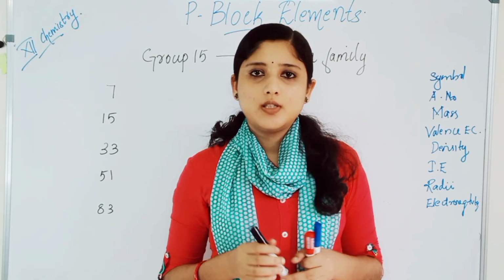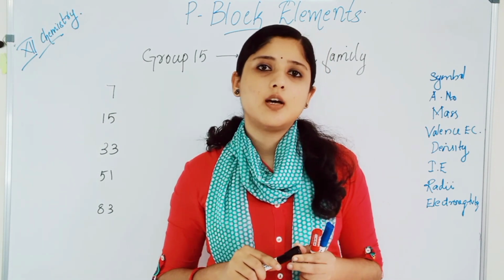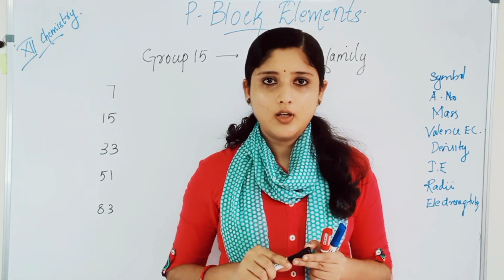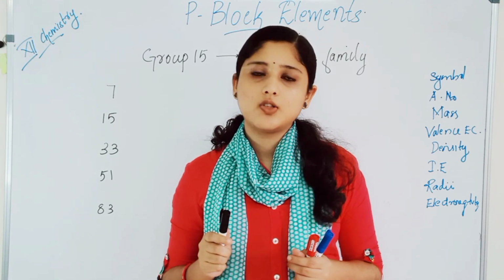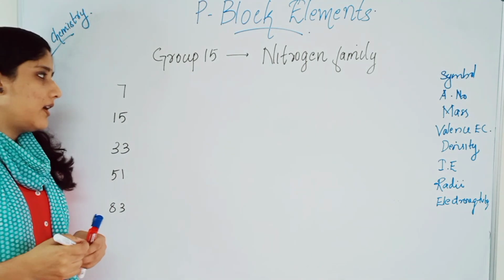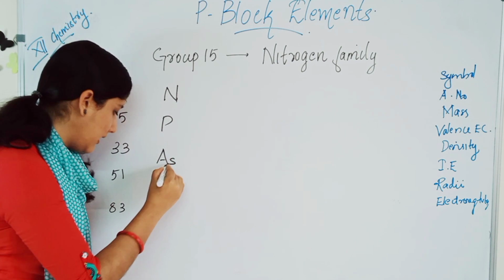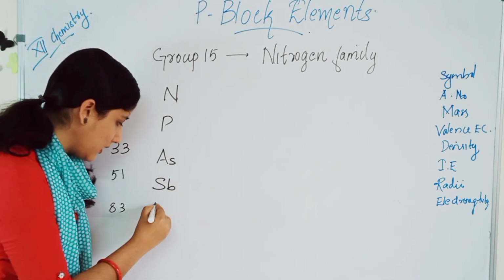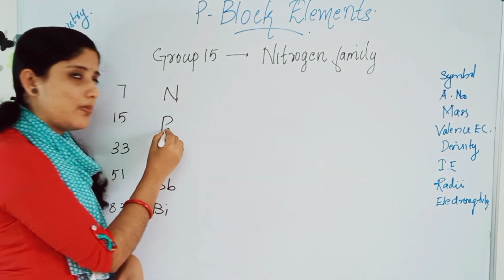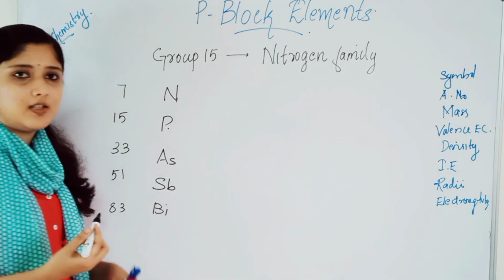Group 15 elements are usually called the nitrogen family, and the elements are nitrogen, phosphorus, arsenic, antimony and bismuth. We will first study the general characteristics of the group 15 elements. Nitrogen, phosphorus represented by P, arsenic, antimony, and bismuth Bi. This Sb is antimony.